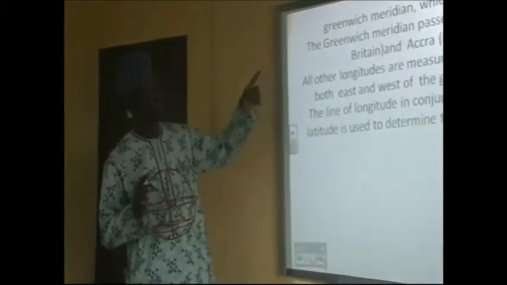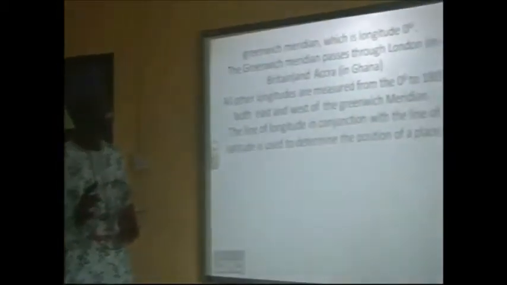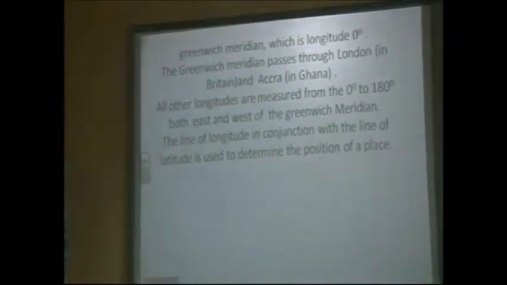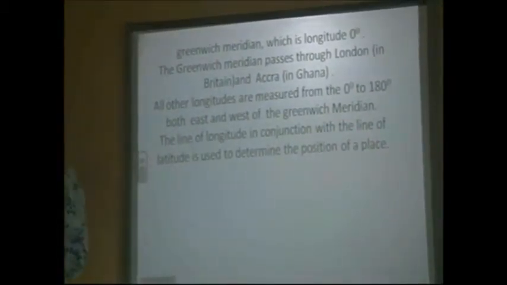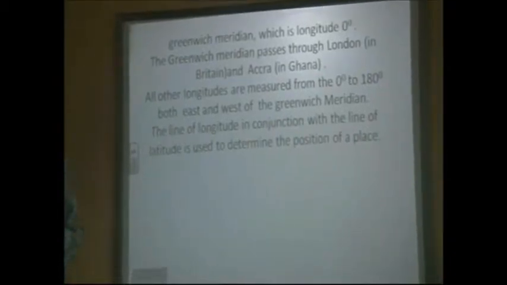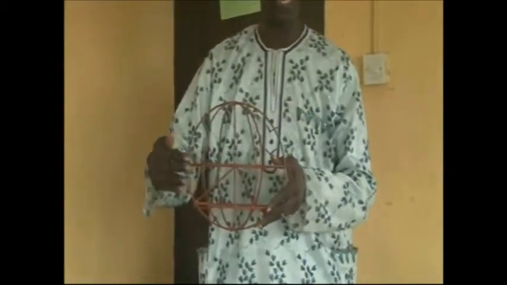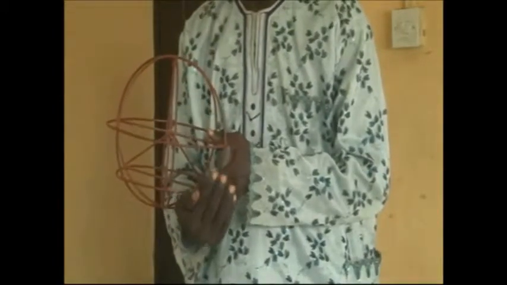The Greenwich meridian, which is longitude 0 degree, passes through London in where? Britain. And it also passes through Accra. I know you have heard of Ghana. The Greenwich meridian passes through Accra in Ghana. All other longitudes are measured from 0 degree to 180 degrees, both east and west of the Greenwich meridian. When you move from here, if a line of longitude were here, that would be 90 degrees.